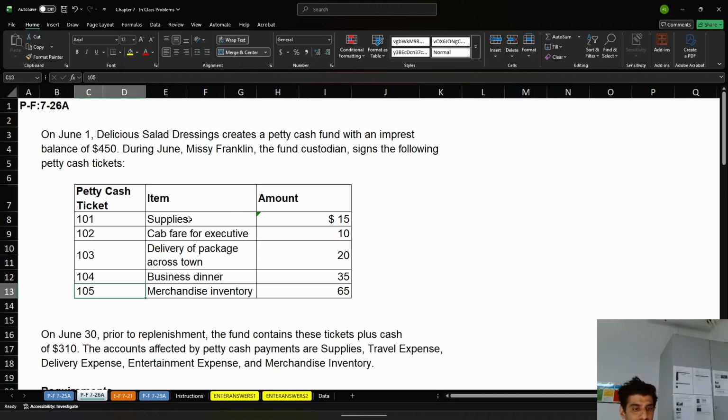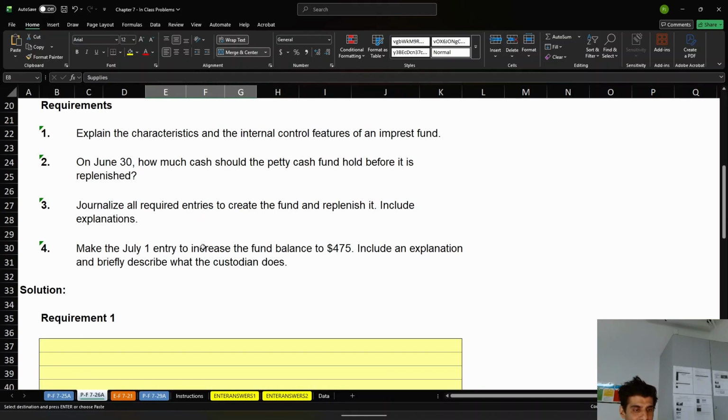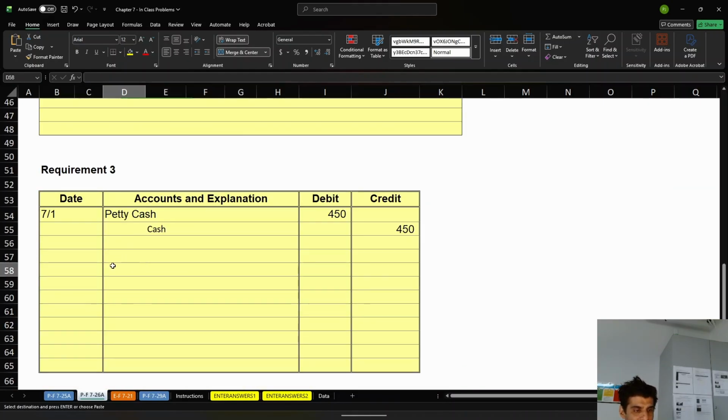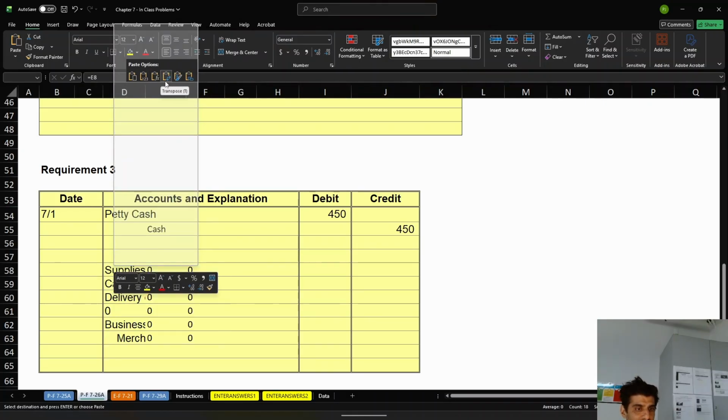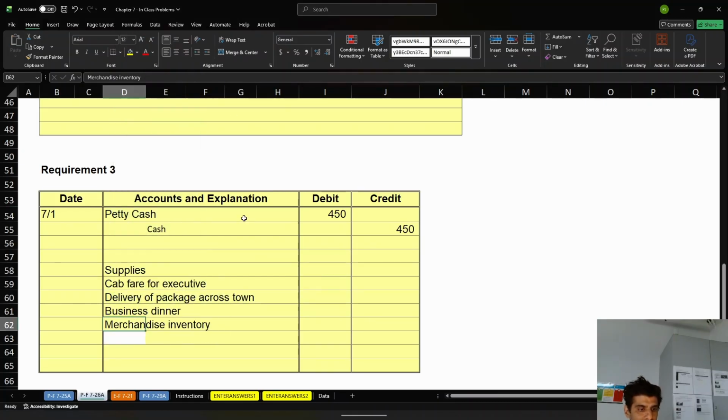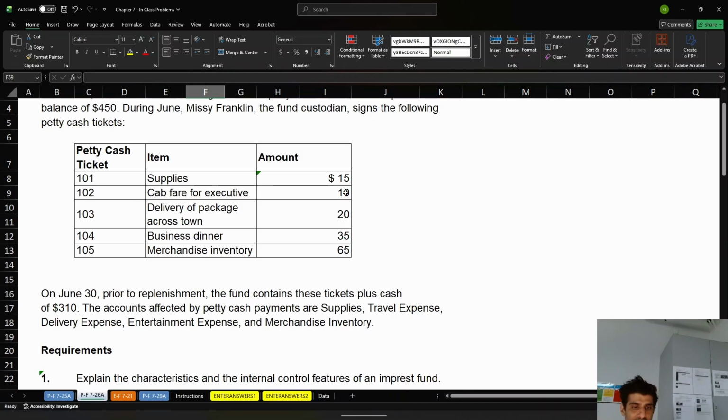So basically, when I replenish, I can just copy and paste these. They're all going to be debits. They're either going to be the purchase of assets or the expenditure of expenses. So I know all these amounts are going to be debits.